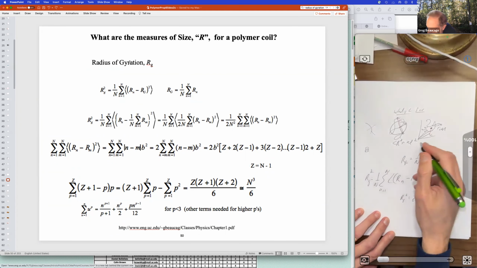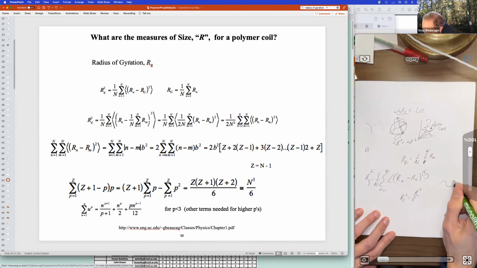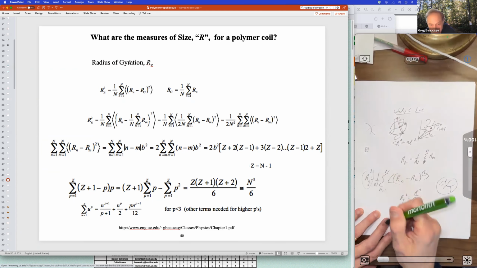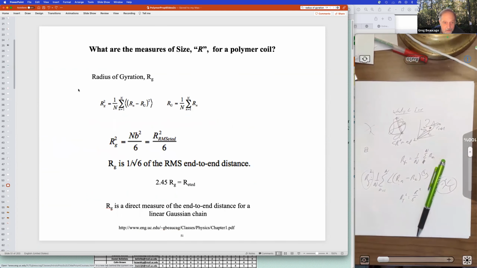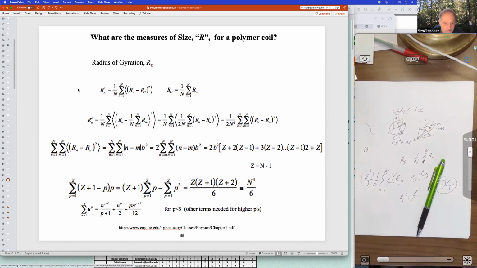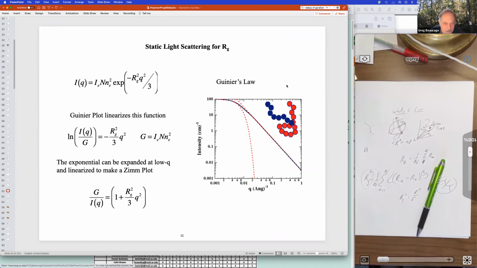But this routine of finding the center of mass and then summing over all the units can be done for a branched chain. It can be done for any kind of chain. So this becomes kind of a robust way to get the size of a chain, right? So if you plug in N L squared for this end-to-end distance, and then you work through the math, you get this 1/6 thing from it. 2.45. RG is like 1/2.45 of the end-to-end distance of the chain.